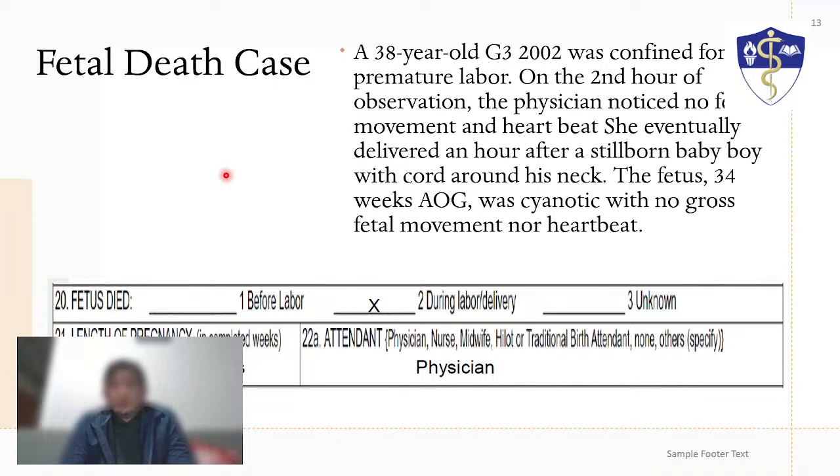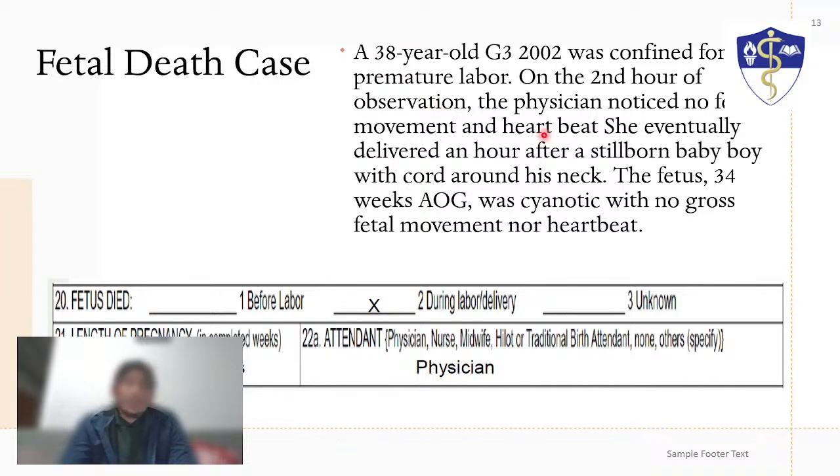A 38-year-old G3, P2. This is a DOH slide, so I just copied it over in my slides. A 38-year-old G3P2, 2002. There were no previous complications in the pregnancy. She was confined for premature labor, except this time she had premature labor. On the second hour of observation, the physician noticed no fetal movement and heartbeat.